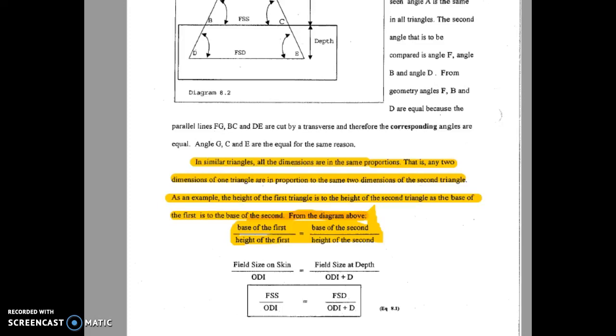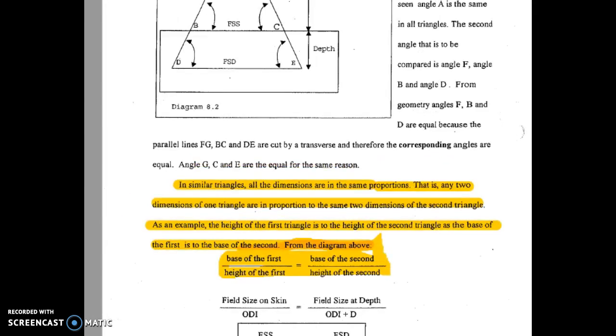I want to first start by showing you a little bit of a reminder about similar triangles, and this is found in your handout on page 104. Just take a look at this, and it will help tremendously with questions 20 through 25 and probably some others as well. In similar triangles, all the dimensions are in the same proportions.